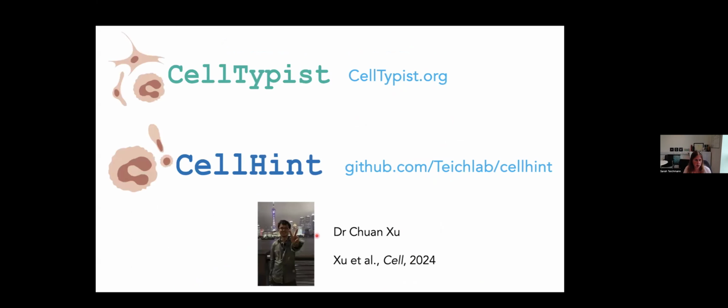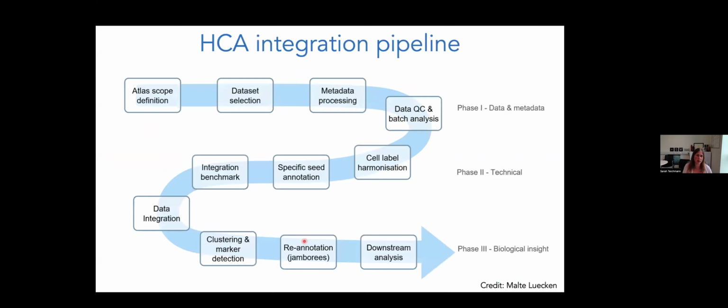And Chuan used the CellHint framework that he developed recently for analysis of different neural progenitor populations in the human brain, including neuroblast cell states in different regions of the brain, using the brain cell atlas data that's of course published recently in Science as a fantastic publication bundle and as a resource for the community.